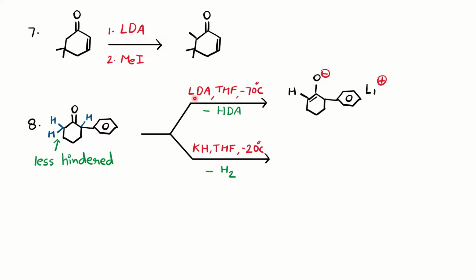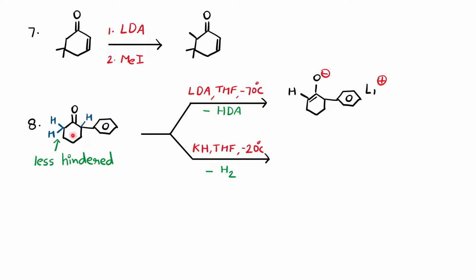In this condition, LDA, we know, will abstract from the less hindered side, so the enolate ion will form from this side, and this will be your enolate form. Further, the reagents given, like the alkylating reagent or trimethylsilyl chloride, will react in the same manner as we have done. In the case of potassium hydride or KOH at minus 20 degrees centigrade, which is higher than minus 70 degrees centigrade, what will happen?